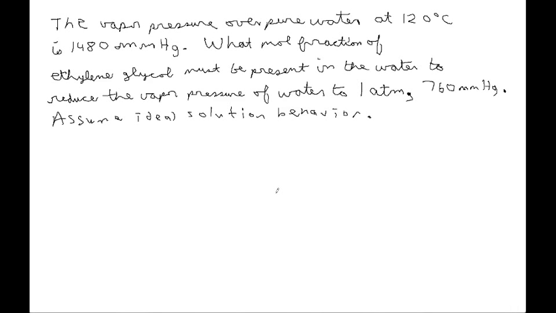Okay, let's try this. The vapor pressure over pure water at 120 degrees Celsius is 1,480 millimeters of mercury. What is the mole fraction of ethylene glycol that must be present in the water to reduce the vapor pressure of water to 1 atm, 760 millimeters of mercury?